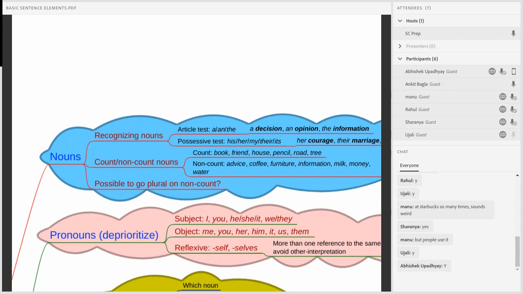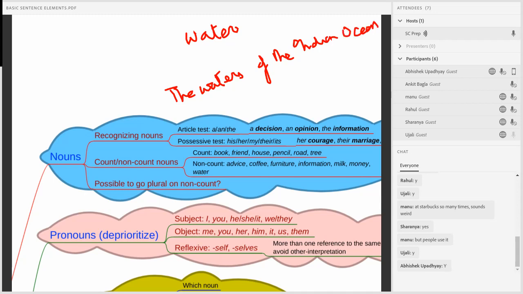Right. So it depends on what you mean by the word coffee. Let me give you one more example. Water. Now, water as we normally use it is non count. But if I say something like this, the waters of the Indian Ocean. First of all, Ankit, let me check. Does this sound okay or does it sound weird? It sounds okay.